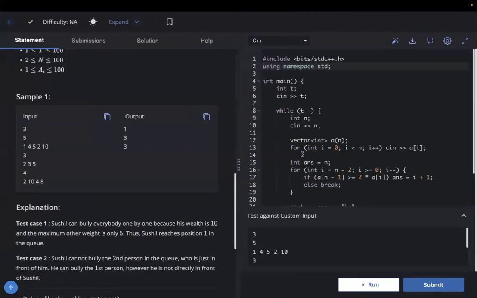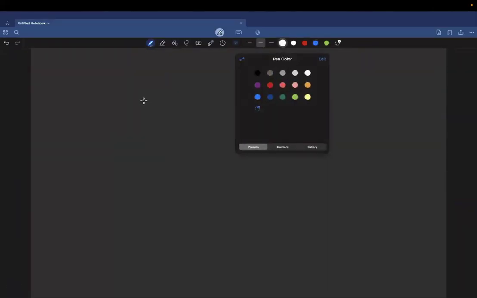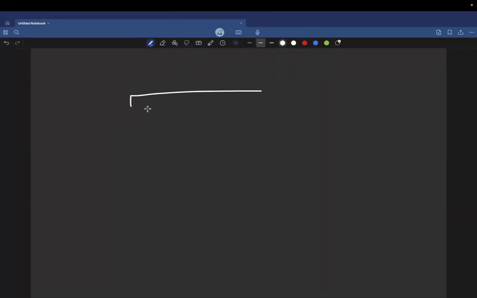Okay, if nobody has any doubt, then let's proceed with the logic. The logic is pretty simple for this problem if you understood the problem statement completely. We were being given an array representing the wealths of all the people. So AN is the amount of money which Sushil has, right? To figure out the final position of Sushil, what we can do is we can compare his wealth with the guy at the position n minus 1, then with the guy at the position n minus 2, then with the guy at the position n minus 3, and so on.